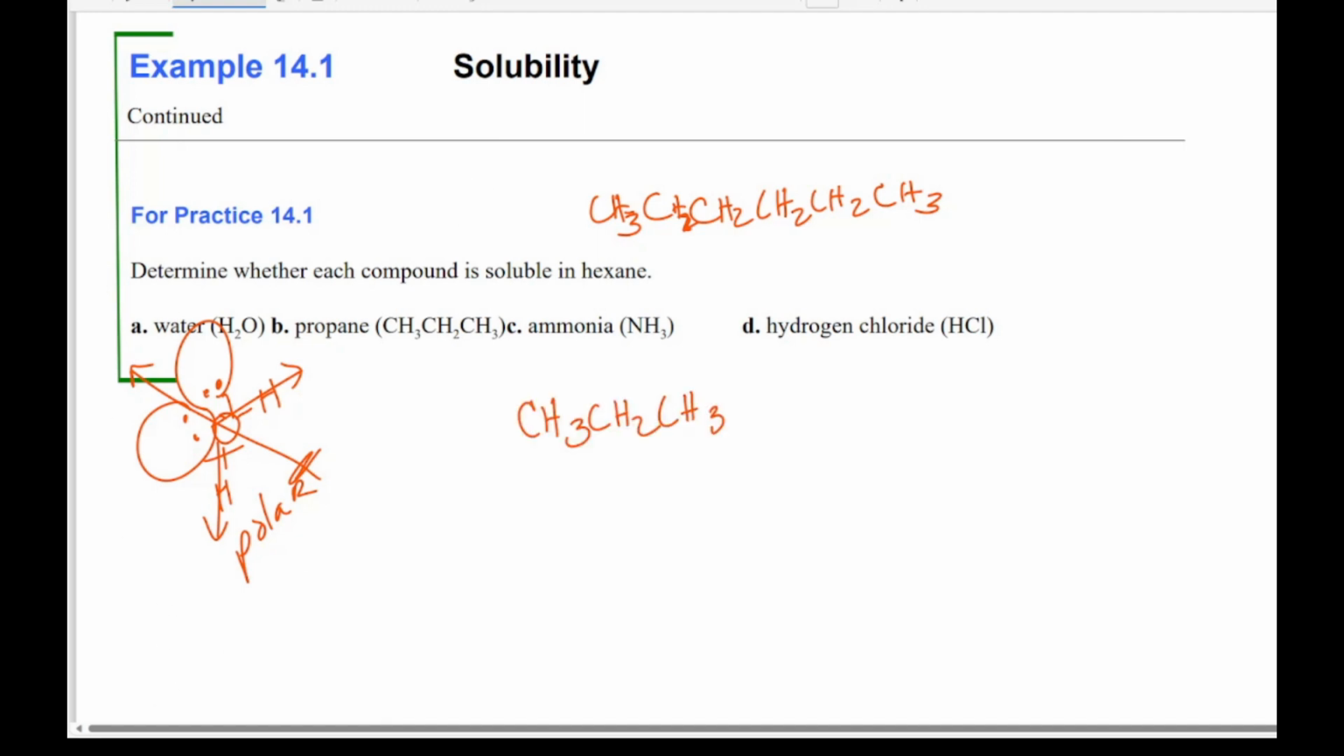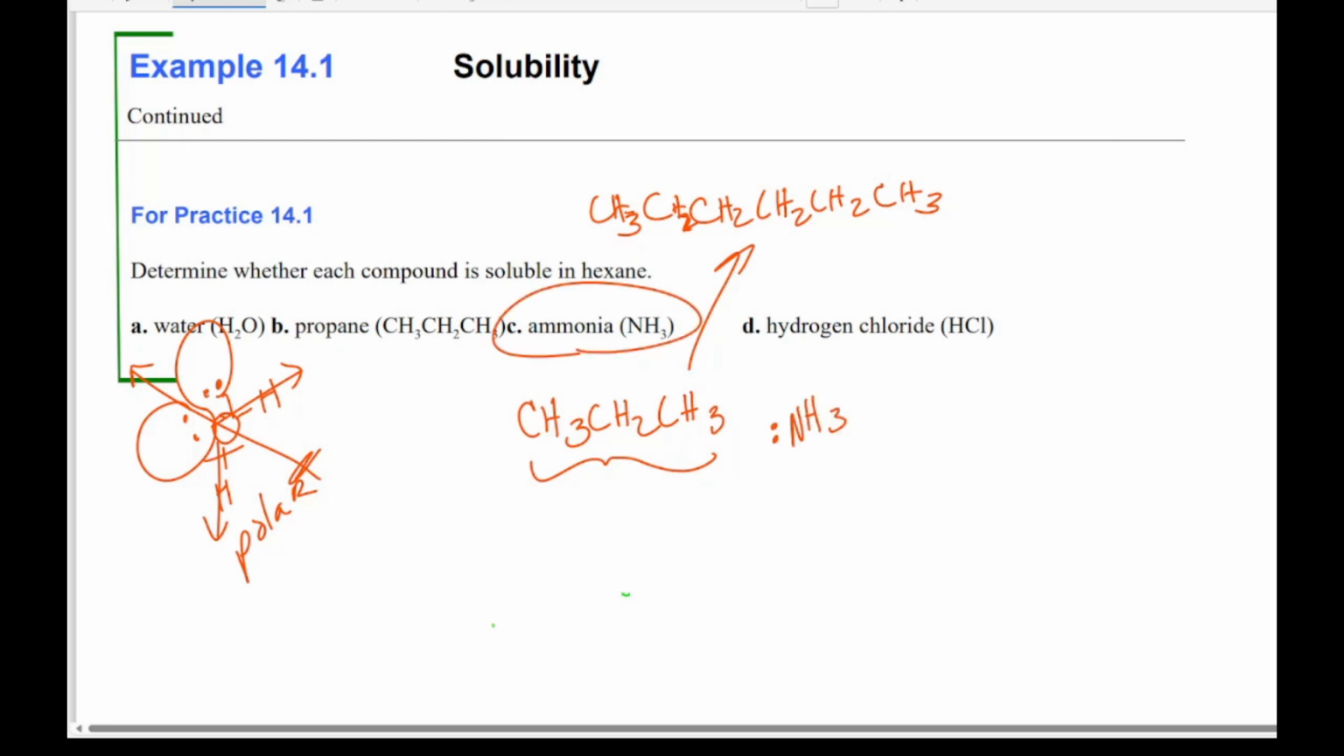Part B asks us to consider propane. Propane has 3 carbons with its respective hydrogens, and therefore propane looks a lot like hexane, and therefore propane is soluble in hexane.